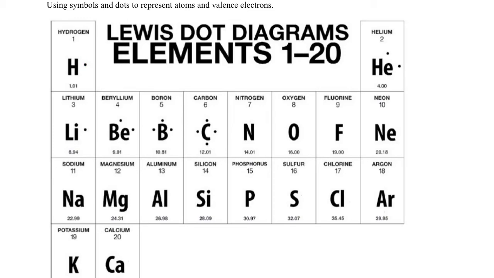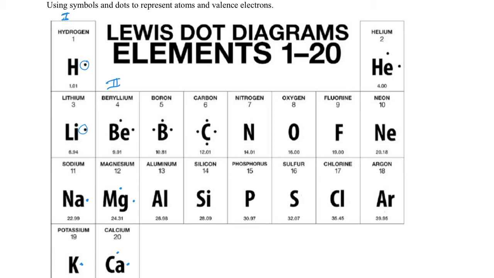So notice in group 1, for hydrogen, we have 1 valence electron. This is group 1 up here. And notice that all the group 1 elements have 1 valence electron. So sodium should have 1 valence electron, and potassium should have 1 valence electron. And then if we go over to group 2, we have 2 valence electrons. So beryllium has 2, and then we would have 2 for magnesium, and 2 for calcium.